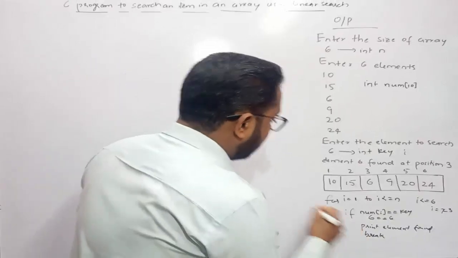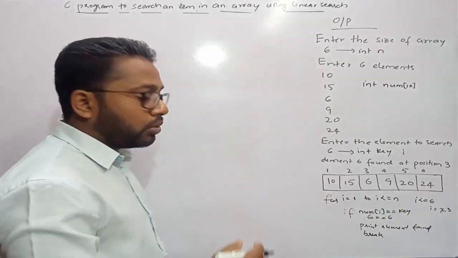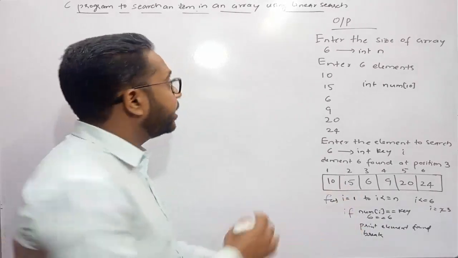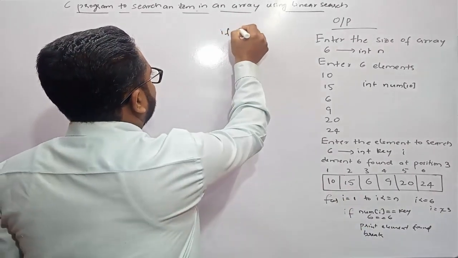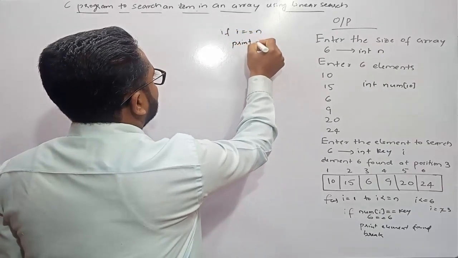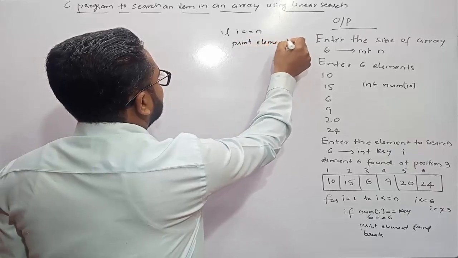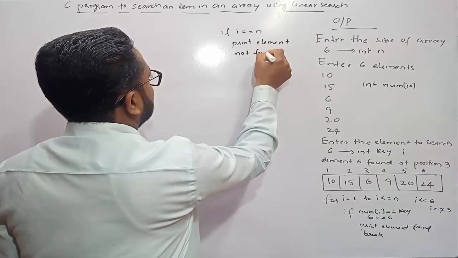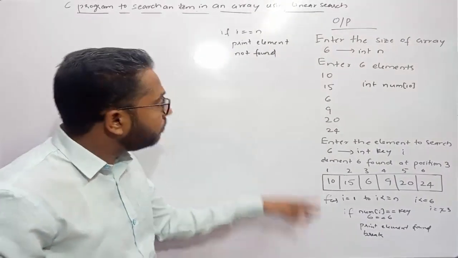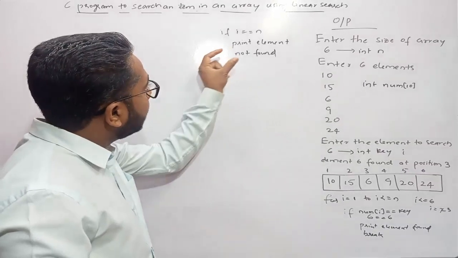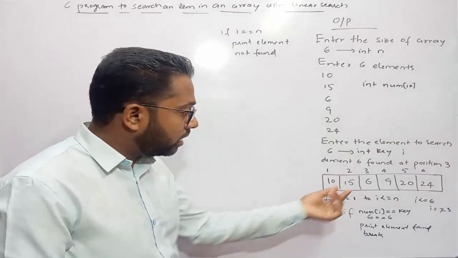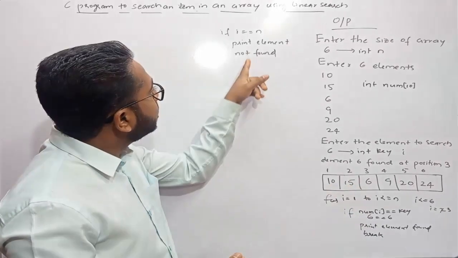Okay, next, suppose we didn't find the searching item in that array, then in that case we need to do this. If I is equals to n, print element not found. After we come out from the for loop, we need to set this condition. Whenever we didn't find the item which we are looking for in this array, at that time we should display this message.